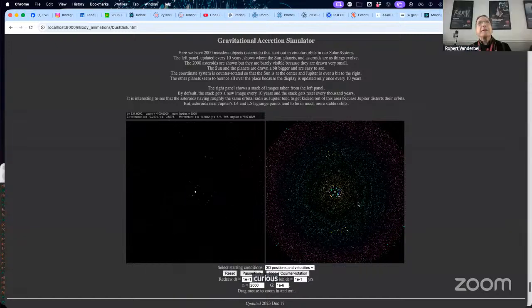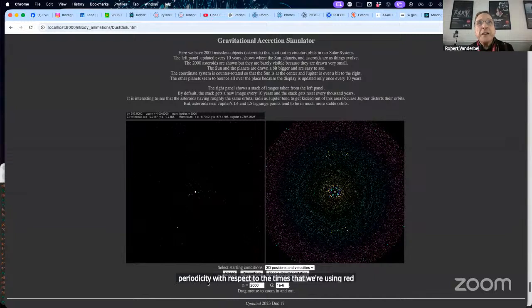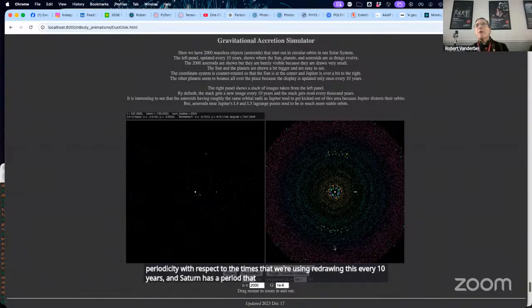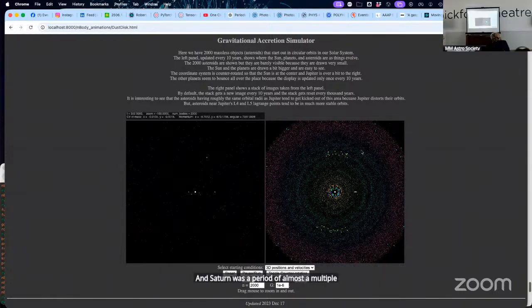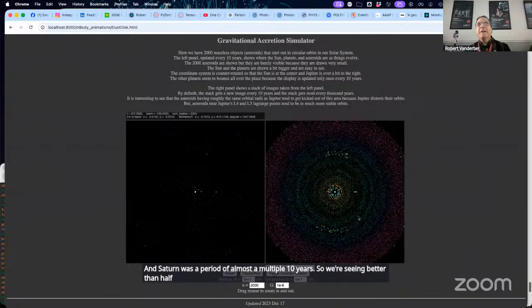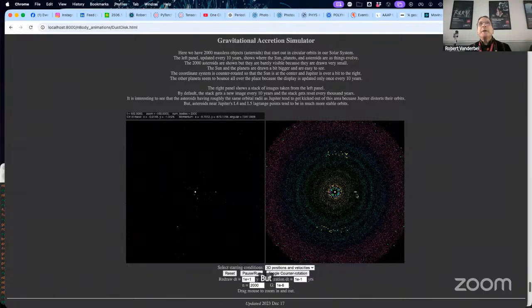periodicity with respect to the times that we're using, redrawing this every 10 years, and Saturn has a period that's almost a multiple of 10 years. So we're seeing Saturn half the time up here and half the time down here. Anyway, that's Jupiter, and Jupiter's kept steady, and so that's why it's getting cleared out close in here.